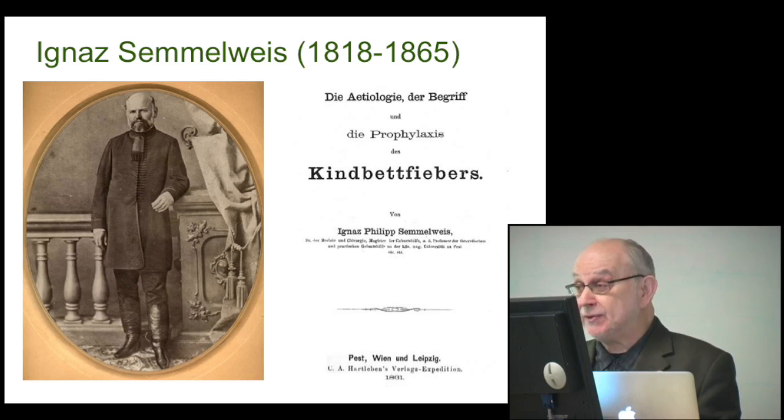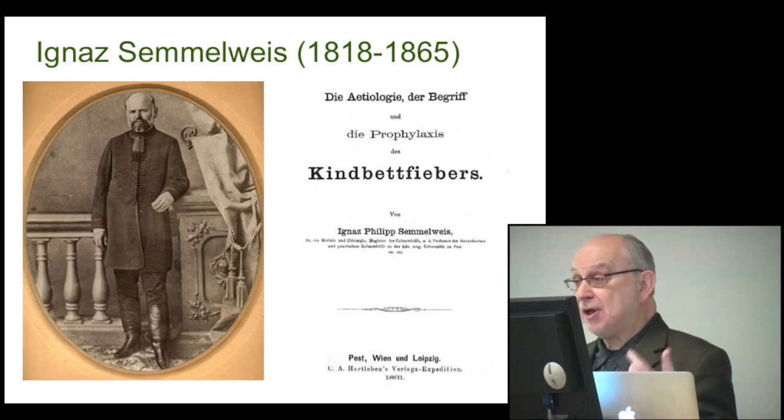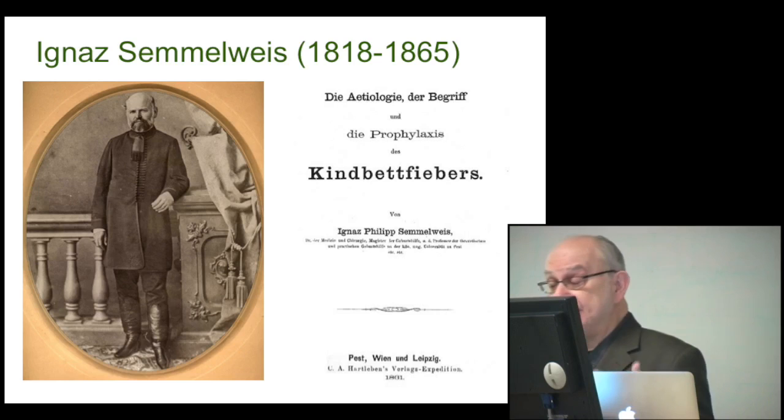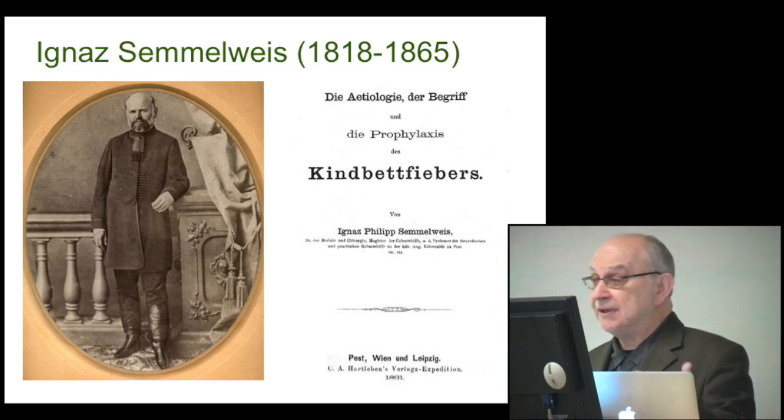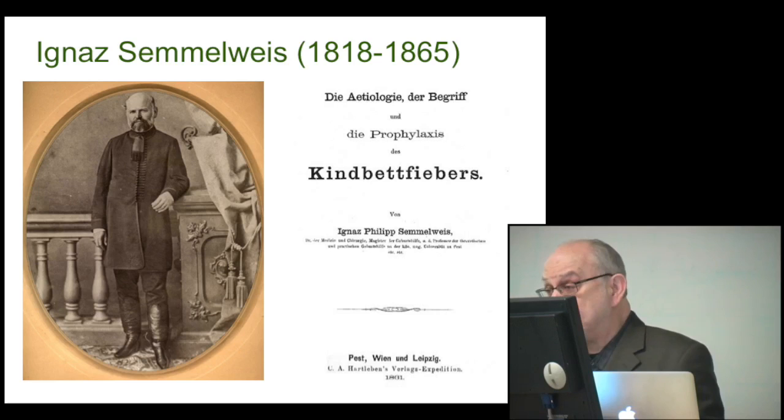One of the arguments was that in a normal hospital, childbirth mortality rates varied tremendously from season to season, depending on who was doing it. There was a normal variation in mortality, and therefore, this kind of statistics that Semmelweis was presenting did not appear particularly convincing.